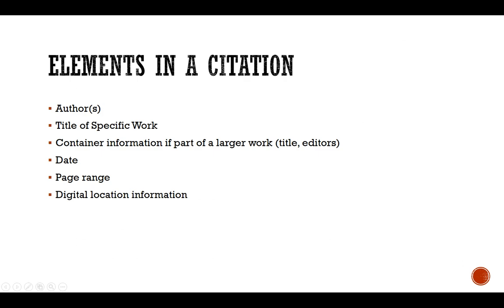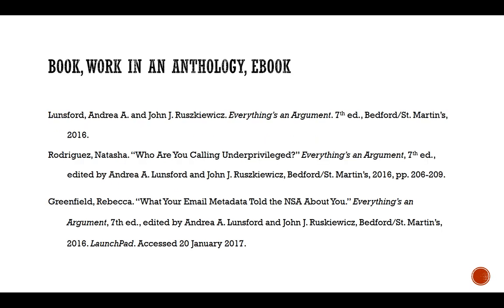In your citation, you will have the author or authors, if you know them, the title of a specific work. Then you have information for the container, if it was published in a periodical, part of a website, part of a book, the date, page range, and if you have digital location information. So this is an example of some work, of an entire book, a section of that book, so a work from the anthology, and then an online textbook.